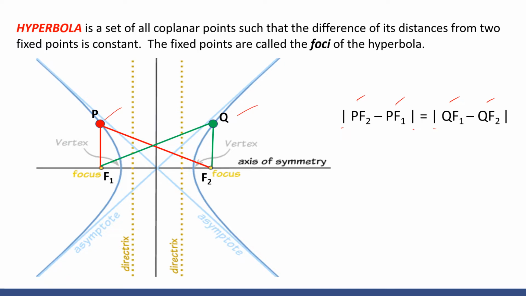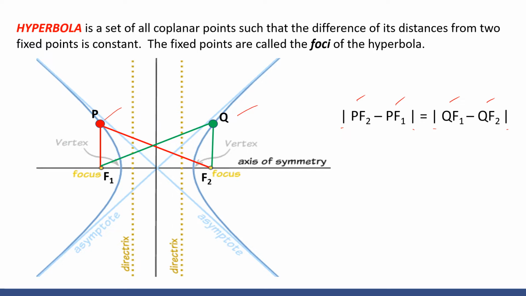So yan ang ibig sabihin nitong definition na the difference of its distances from two fixed points is constant. Meaning to say, kahit saan natin ilagay yung certain point connecting to focus 1 or focus 2, tapos isusubtract natin yung distances ng farther point minus the closer point, iisa at iisa ang magiging kasagutan. That's why it is constant.